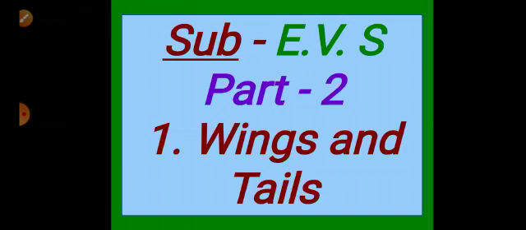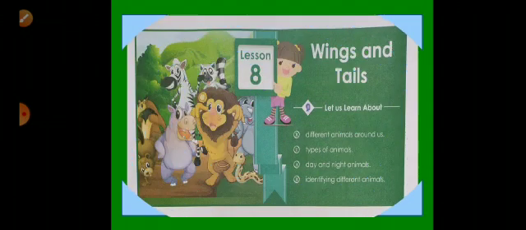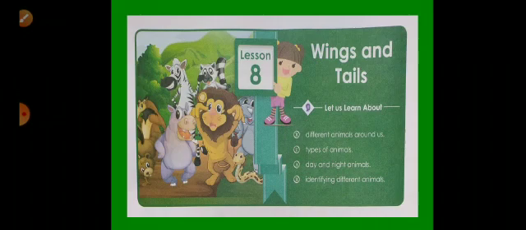The lesson number is 1, wings and tails. Now look here, lesson number 8, wings and tails. Let us learn about it. What will we learn in this lesson? Different animals around us, types of animals, day and night animals, and last is identifying different animals.